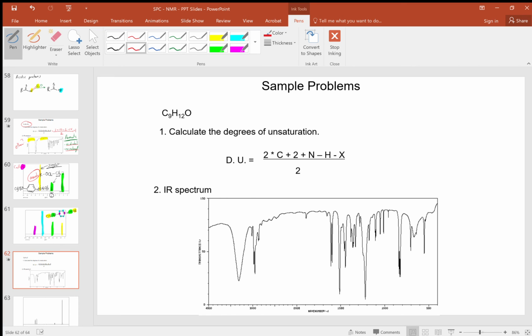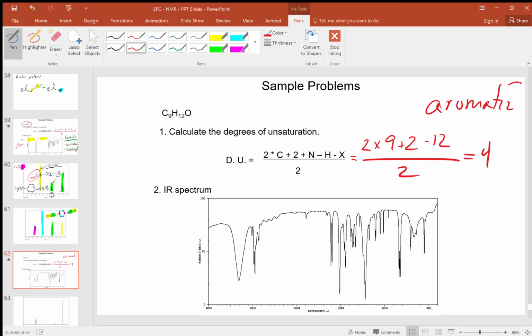All right, C9H12O. We can calculate our degrees of unsaturation. Again, we get 4. So again, that suggests to us that there's a good chance for an aromatic ring. Now we have an oxygen in this compound, and we have this peak right here. Now, what is that?